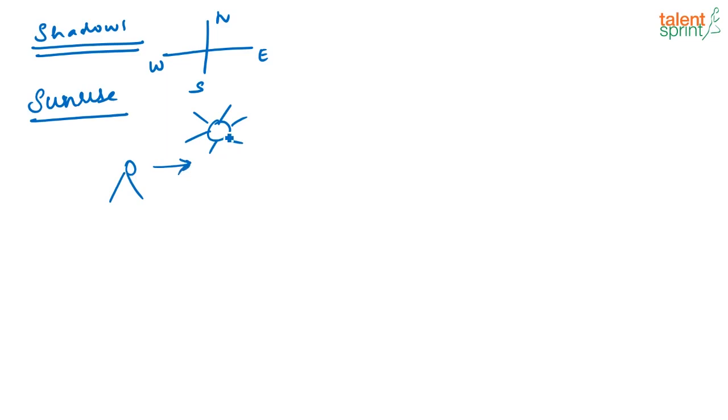Now where will his shadow be? See, the sun's rays hit him like this and his shadow will be towards his back. Correct? It will be towards the west. So always remember, whenever the sun is rising, the shadow will be towards the west.